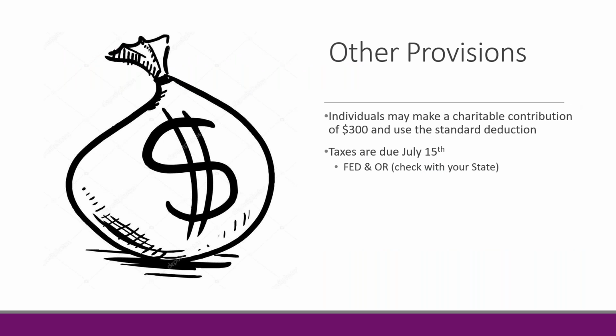A couple of other provisions: individuals can make a charitable contribution of $300 and use the standard deduction. Taxes are due July 15th. Every state is a little bit different, so you do need to check with your state, but for the state of Oregon, taxes are due July 15th as well. So some additional time to file your taxes.